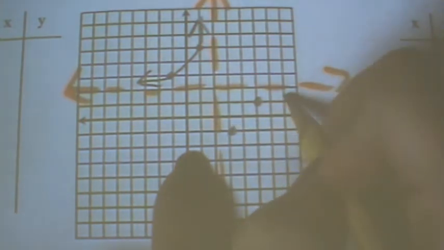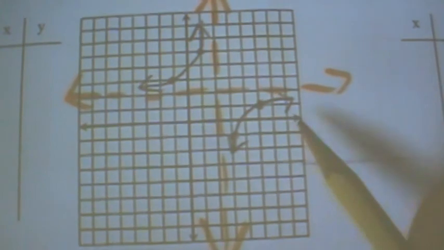This is what we did yesterday. Did I pick up a calculator? No. Do we need to? No. Now, if you don't believe me, go ahead and pick up a calculator and you will see those points. So we don't even need this.